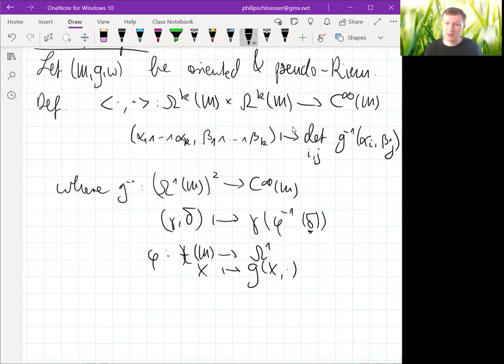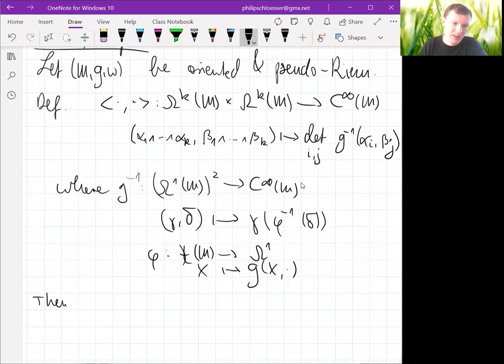Delta is a one form, so then phi inverse of delta is a vector field, and you can plug that into the other one form, and you thus get, well, not an inner product, but a non-degenerate bilinear form, because generically g is not an inner product, but can have negative values. Since we're dealing with a pseudo-Riemannian manifold, it doesn't have to be positive definite, that's all. And okay, that's a nice definition.